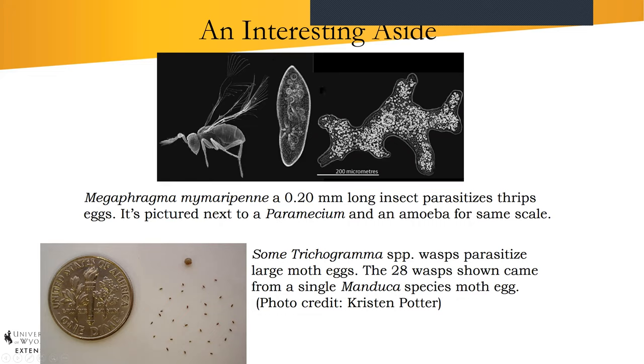There's many egg parasitoids out there. Some of them can actually be purchased and put out to help control pests. This is an example of a Trichogramma. They belong to the family Trichogrammidae, like many of the egg parasitoids. And they specialize in attacking moth eggs. And so this is like a tomato hornworm or a tobacco hornworm moth egg. And here's a dime. And from that single moth egg, 28 of this Trichogramma species emerged. And then they would go out and search for more moth eggs to attack.